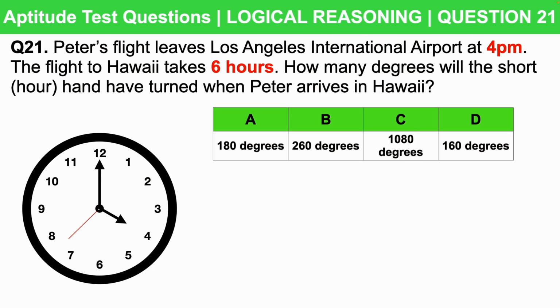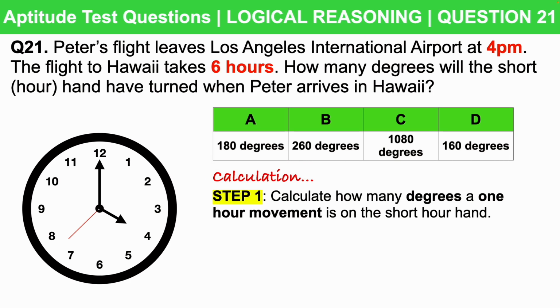Did you get it? Well, to work it out, it's actually really simple when you know how. There are just 2 simple steps to follow. So here is that calculation. Step 1. Calculate how many degrees a 1 hour movement is on the short hour hand. So this is the short hour hand, and we need to work out a 1 hour movement, which would take us to 5 in this example. But that doesn't really matter. We just know a 1 hour movement is from one number to the next number.